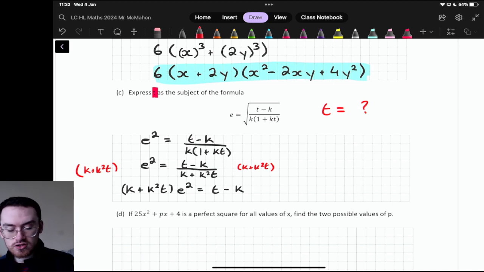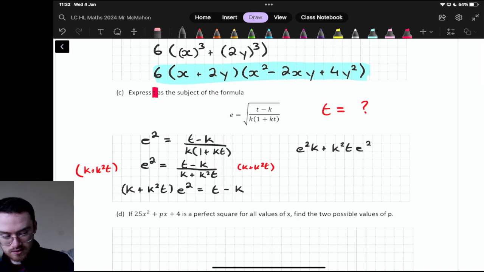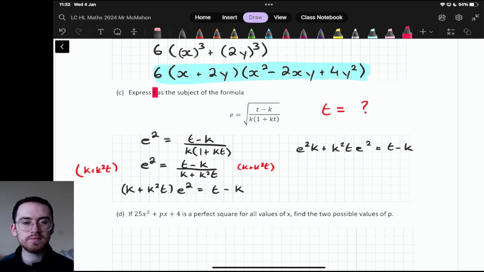Okay, now that I have that done, I'm going to multiply out this bracket. So I'm going to be left with e squared k plus k squared t e squared is equal to t minus k. Okay, at this moment we might want to just take stock a little bit and remember where we're heading. So we want to get t is equal to something. The minute we have a t on this side, we also have a t here. I said at the start I just want to have one t term and have everything else on the other side of my equal sign.